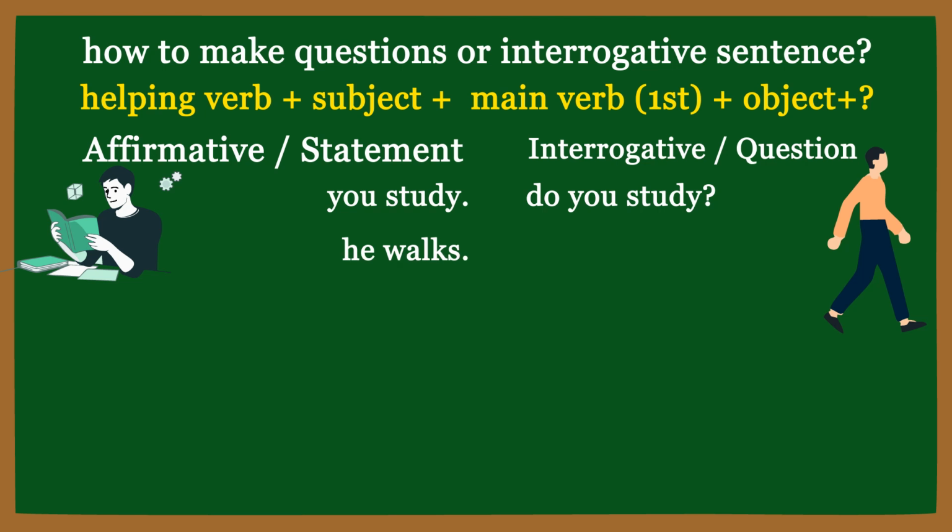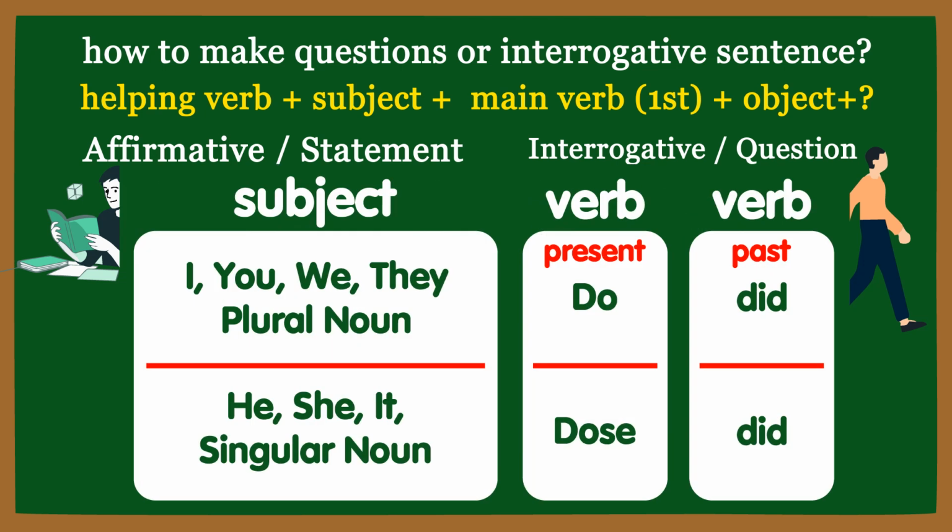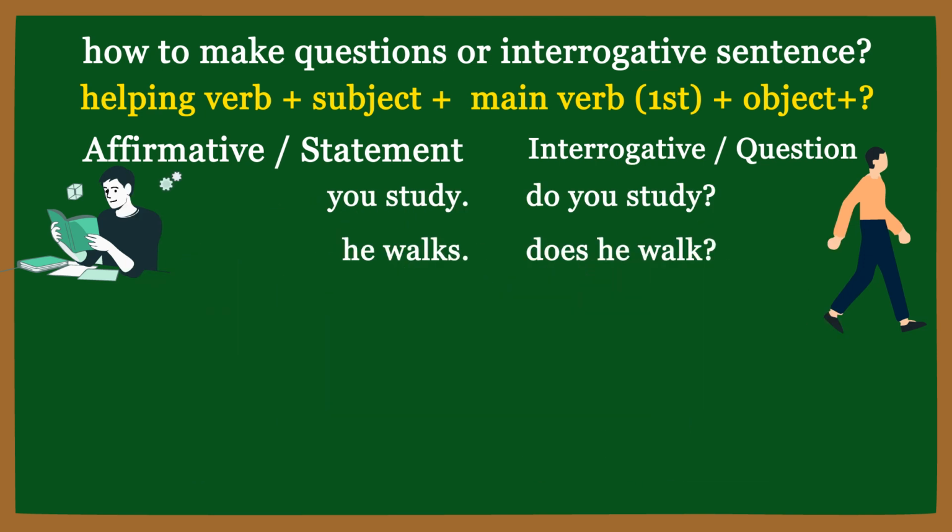He walks, this is a statement, and the question that we can make out of it is, does he walk? That time we use does. Remember, he, she, it, singular noun. Now notice, what has happened to walk? He walks, but does he walk? The s has gone off, because we use the main verb first form. See the formula again for reference.